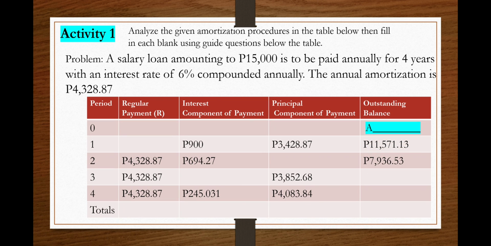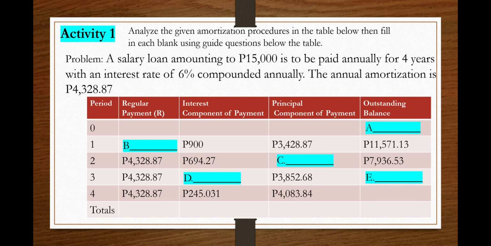So for letter A, you're going to find the outstanding balance, which is already given in the problem. And for letter B, the regular payment, which is also given in the problem. And for letter C, you're going to find the principal component of payment. To find that, you're going to subtract the interest from the regular payment, and that will be the principal component of payment. And for letter D, you can also subtract the principal from the regular payment, and that is the interest component of payment. And then for letter E, that is the outstanding balance.